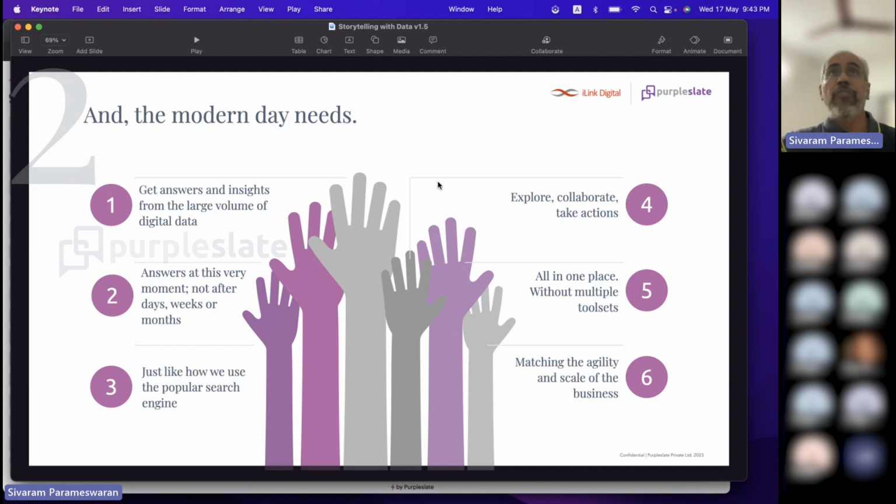Getting answers on very, very large volumes of data, especially the one I was telling you about, the big data fallacy, looking for that red dot, the small piece of insight in a very, very large volume of data. It's one of the needs today. Can we just ask questions like how we use search engines, with our ability to collaborate, explore, and take actions? Can we really have a toolset with the power of AI for the modern day? I think that's the problem space, right?